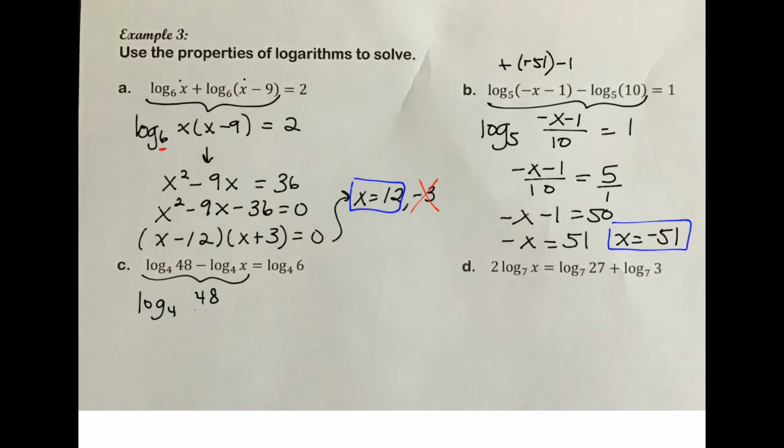Let me fix that. So again, sorry. 48 over x. Bring down the equal sign. The other side is going to stay as is.